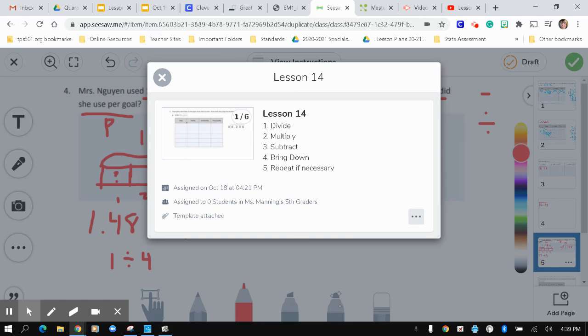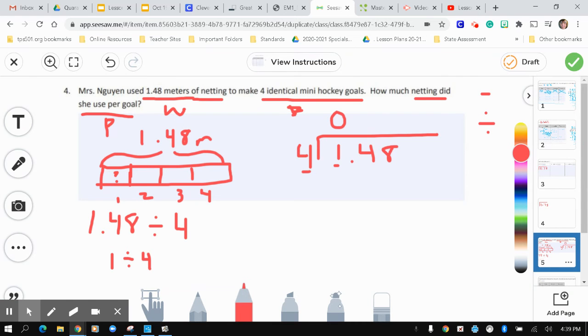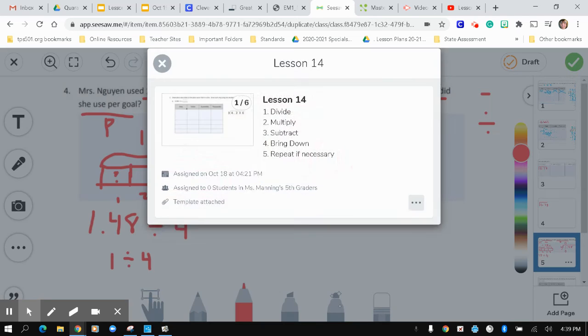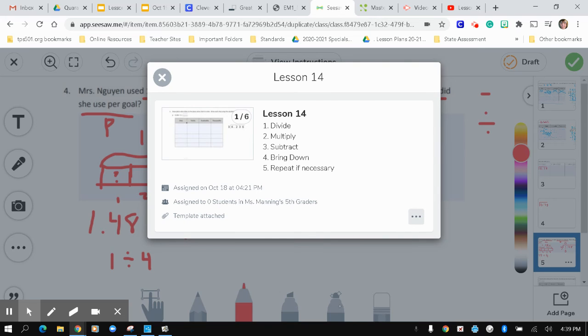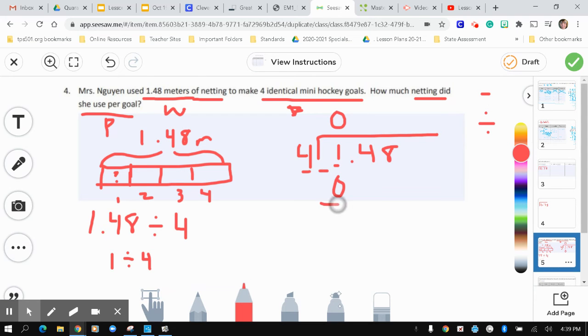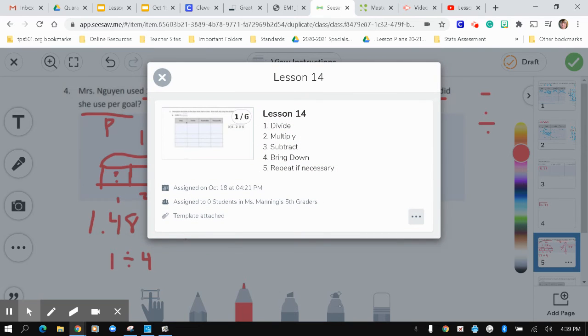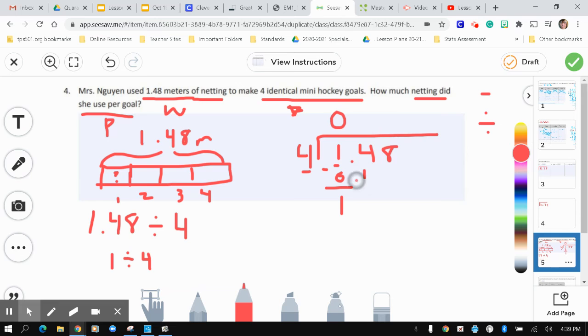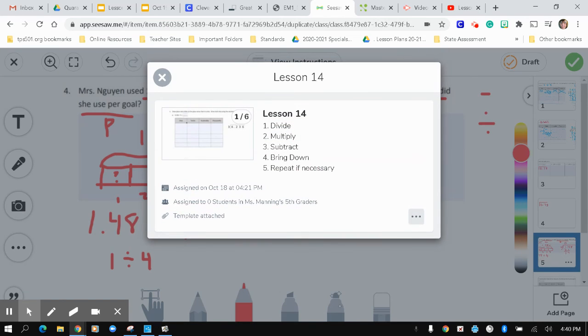So now we're at step 2, multiply. 0 times 4 is 0. I'm at step 3, which is subtract. So 1 minus 0 is, I gotta make these a little bit smaller, otherwise I'm gonna run out of room. 1. Now I'm at step 4, which is to bring down. All right. Do I have a 0? Nope. So I repeat. I'm back at divide.